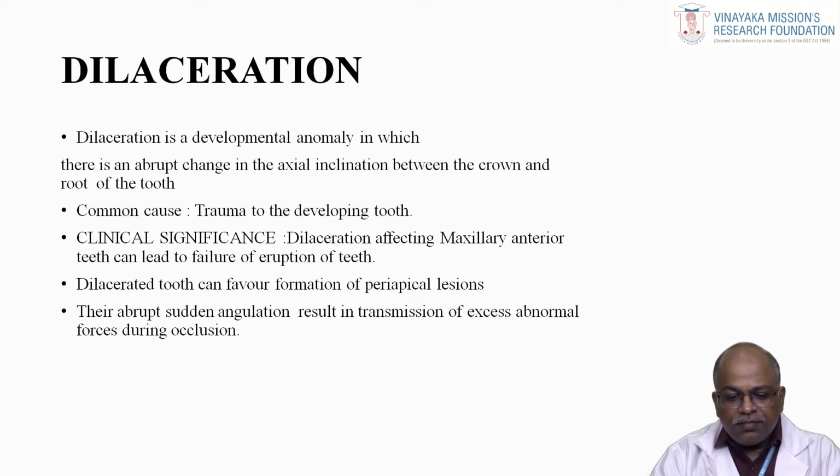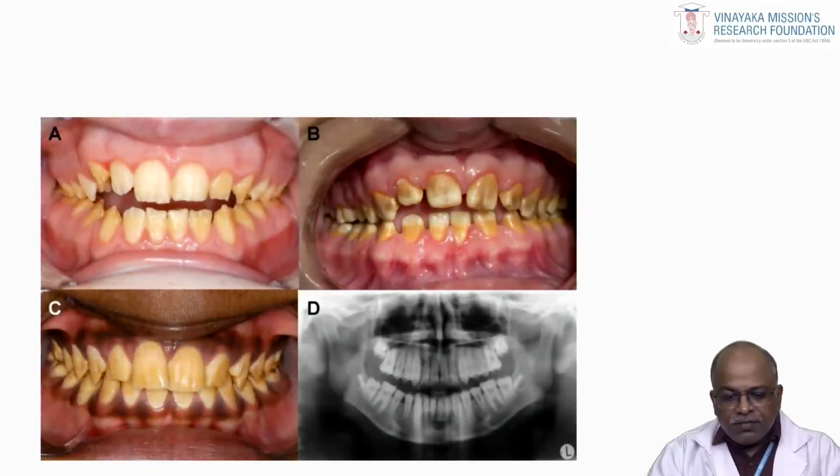Dilacerated tooth can favor the formation of periapical lesions. Their abrupt, sudden angulation can result in transmission of excess occlusal force during occlusion. This case reported with discoloration of the tooth.